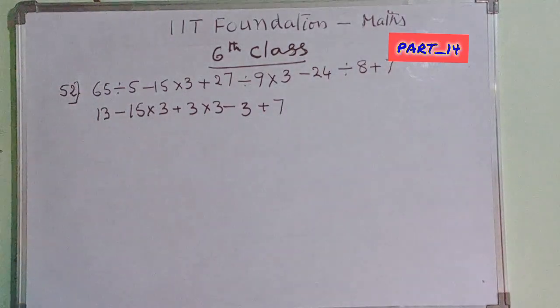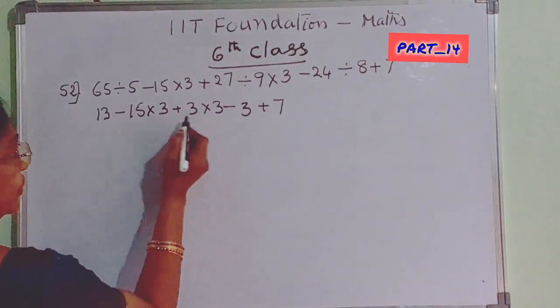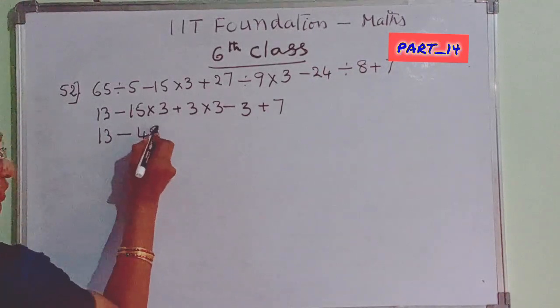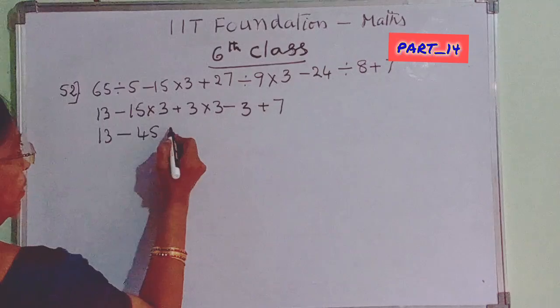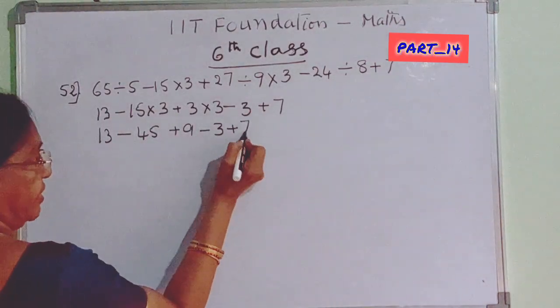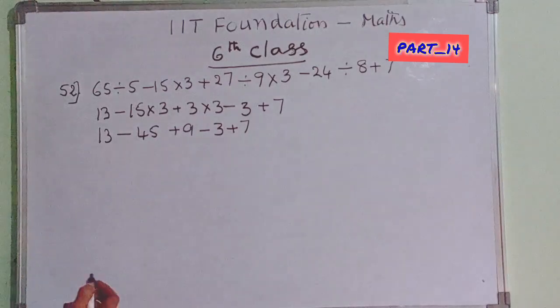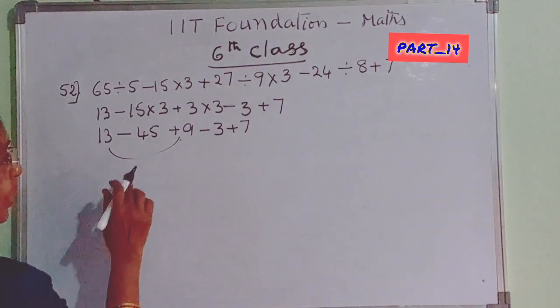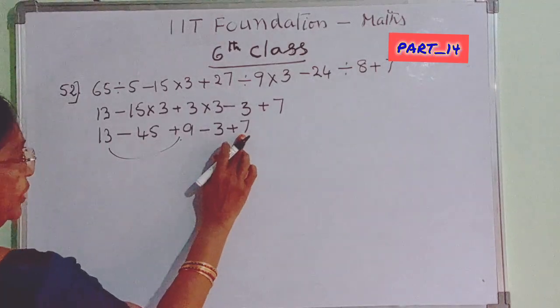Next, we have to do multiplication. 15 into 3, 3 into 3. So 13 minus 45, 15 threes are 45, plus 3 threes are 9, minus 3 plus 7. And next we have to do addition. 13 plus 9, 22. 22 plus 7, 29.